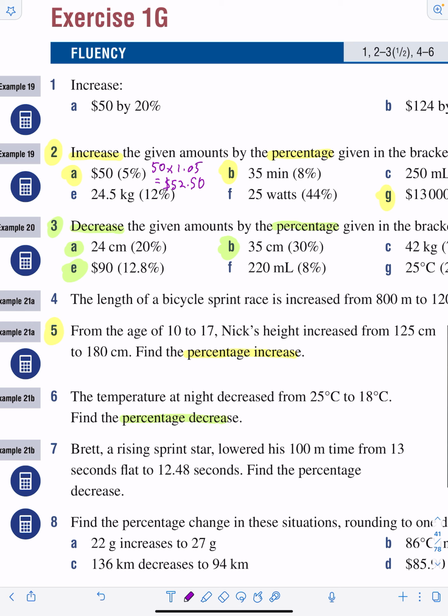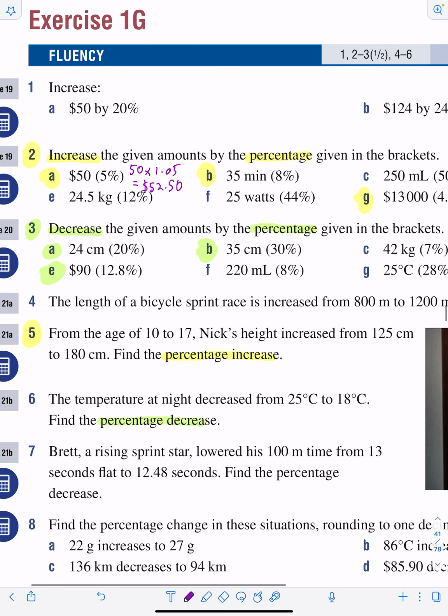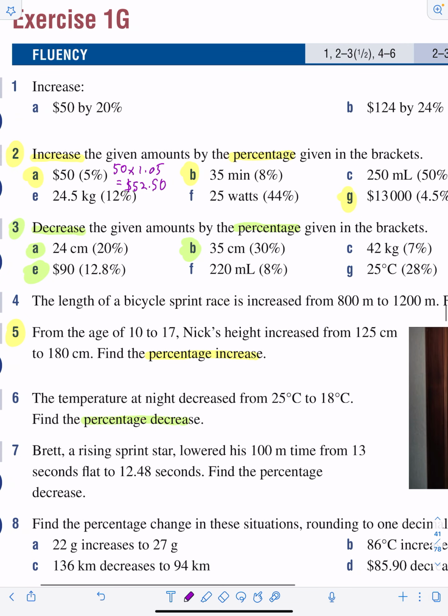Question 2b asks us to increase 35 minutes by 8%. So we need to do 35 times by 1.08. Okay, and 35 times 1.08 is 37.8 minutes.